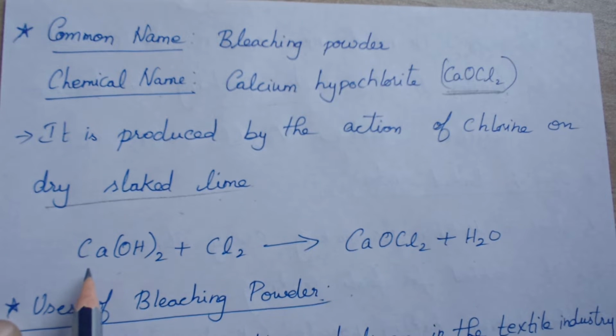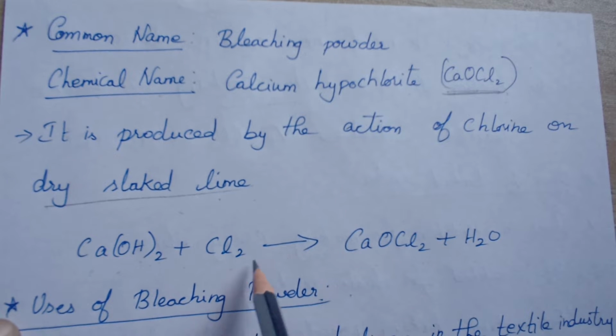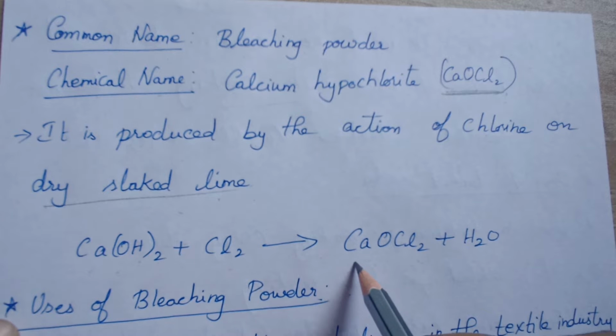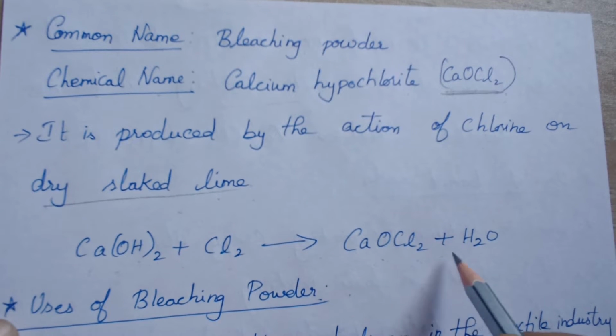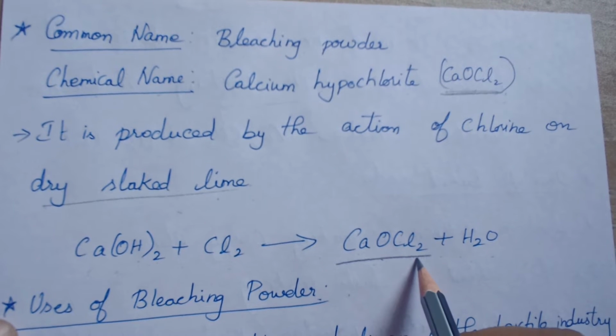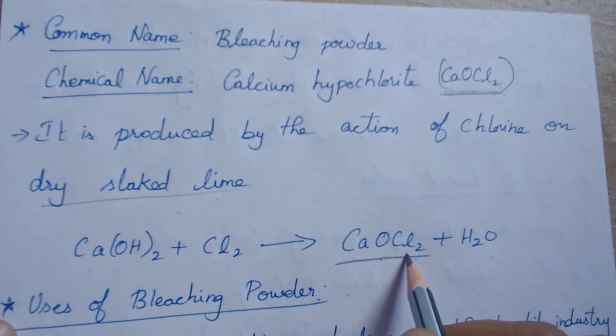What is the chemical formula of slaked lime? Ca(OH)2, calcium hydroxide, right? Ca(OH)2, calcium hydroxide, plus Cl2, that is chlorine gas, gives CaOCl2, calcium hypochlorite, plus H2O. This is your bleaching powder. The chemical name is calcium hypochlorite.